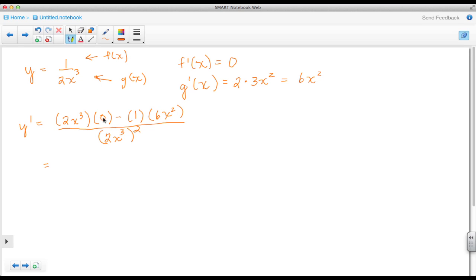Now I begin to simplify. 0 times this quantity here is 0, and then I'm left with negative, and I've got 1 times 6 to give me 6, and I've got the x squared left. And for this denominator, it's easily squared. So 2 to the second is 4, and x to the third raised to the second. When I have an exponent raised to a power, I end up multiplying the exponent, so this here is actually x to the sixth.